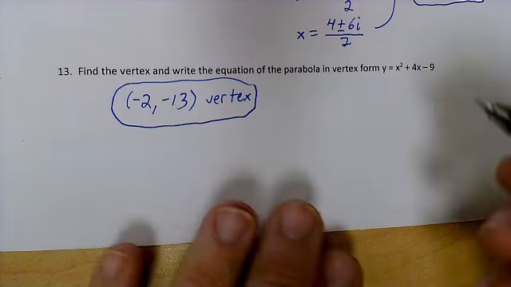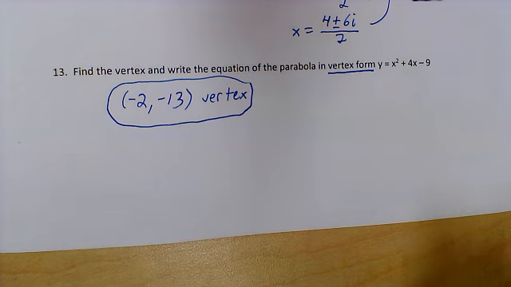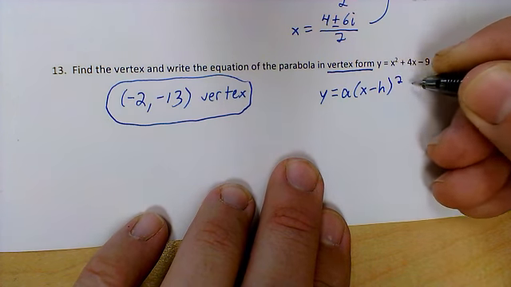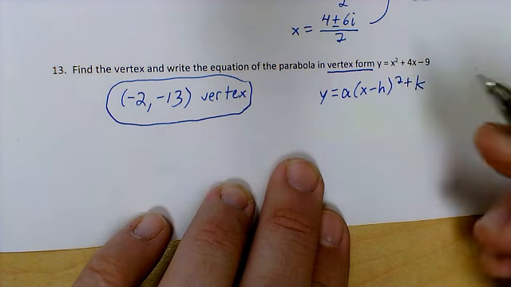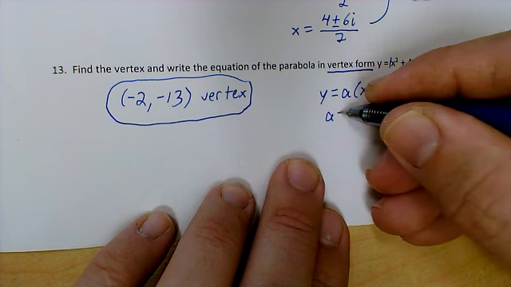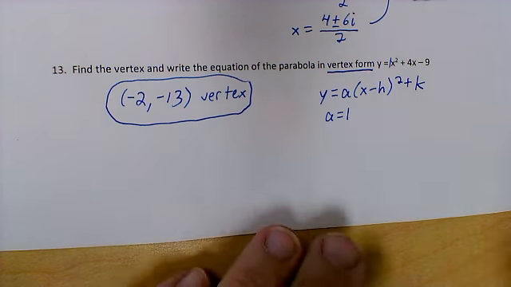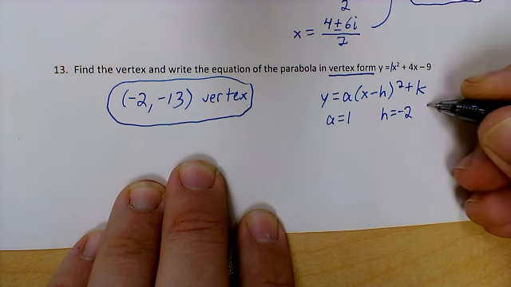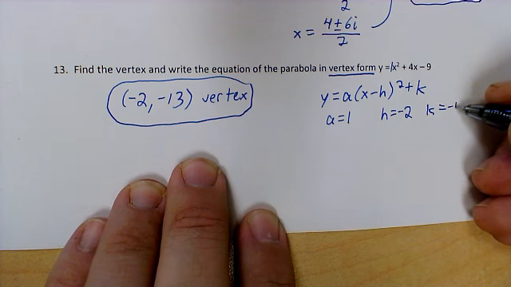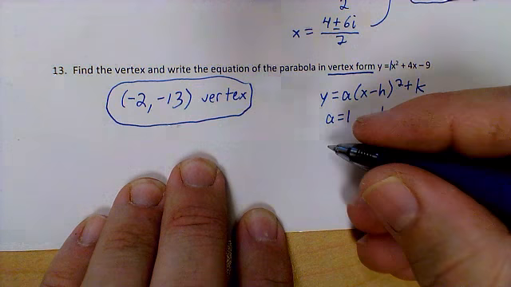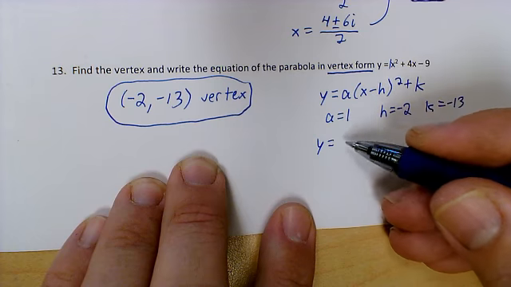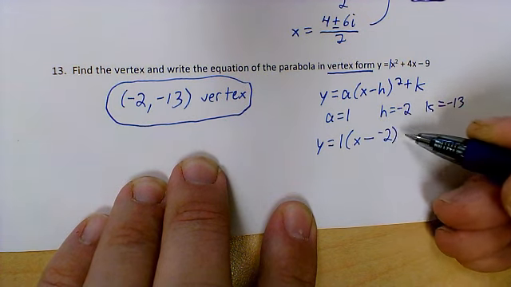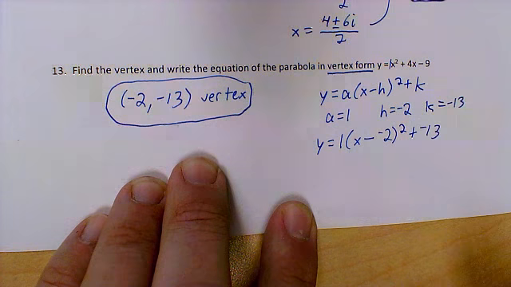The other thing it was wanting is to put this function in vertex form. So first of all, vertex form is y equals a times x minus h squared plus k. Now a is simply what it was before. My a value up here was 1, so my a value here is 1 still. My h and my k actually come from the vertex, so negative 2 is h, and k is negative 13. Now all I got to do is just substitute this stuff in, and I'm going to be good to go. Y equals 1 for a times x minus negative 2 squared plus negative 13 for k.